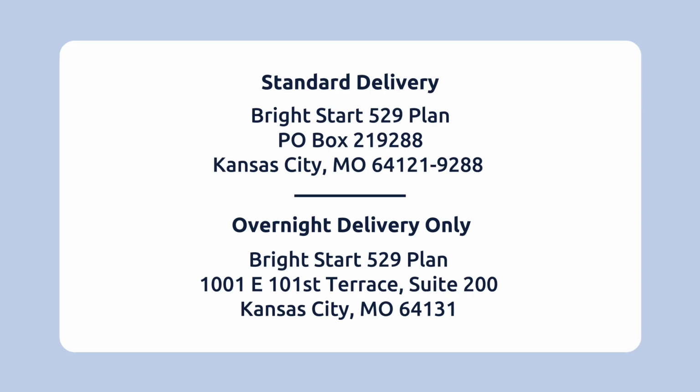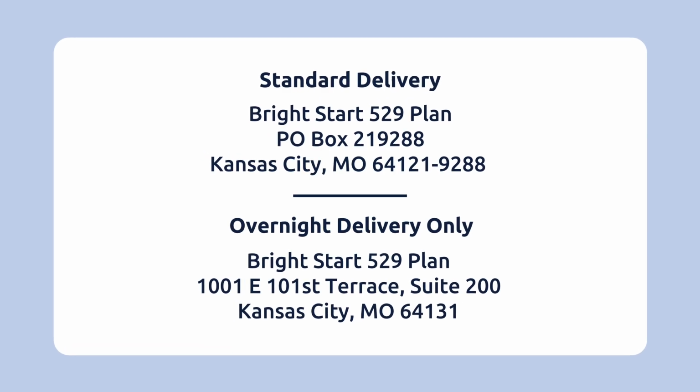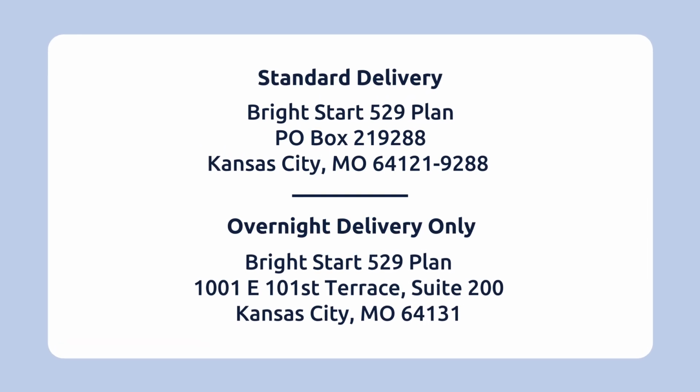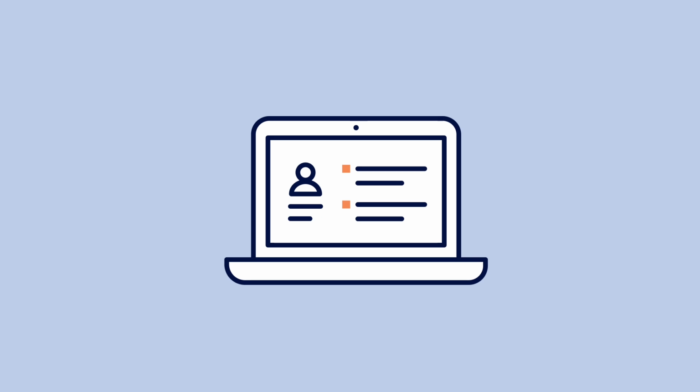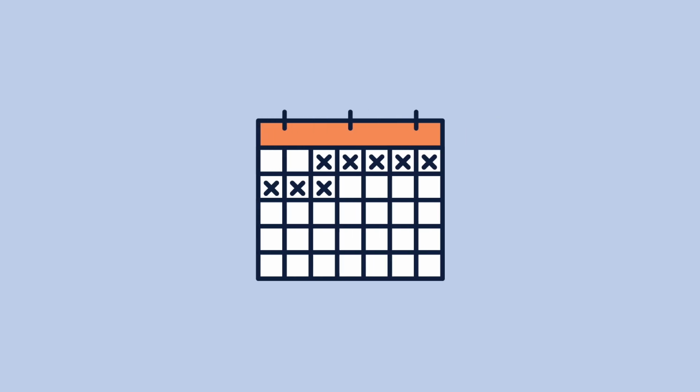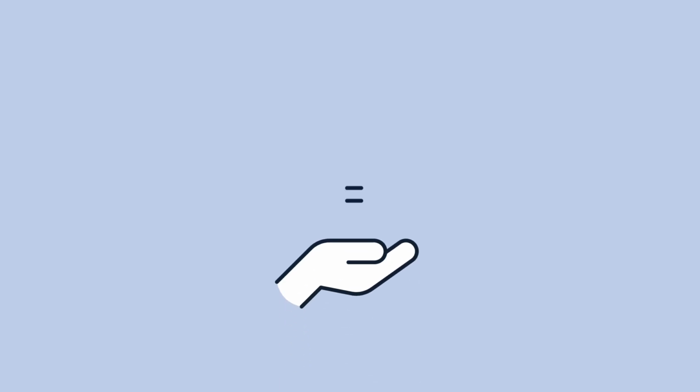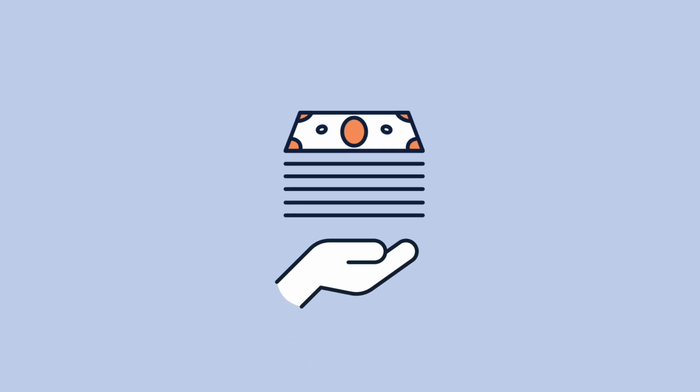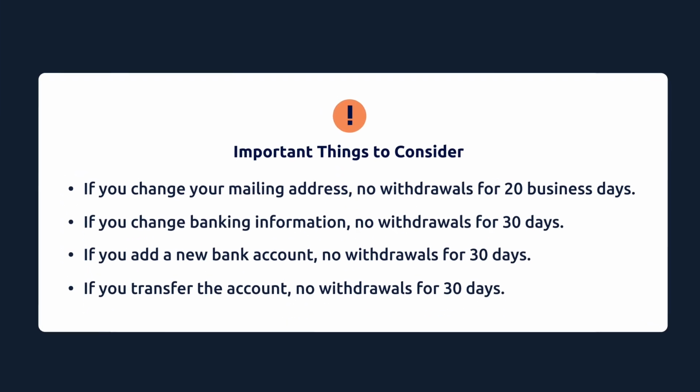Here are some things to keep in mind when thinking about withdrawing from your Bright Start 529 account. Without an active, up-to-date account, you may receive the funds only through a check. You'll also need to wait 8 days after the receipt of a contribution before you can withdraw the funds from your account. Here are some other important things to consider.